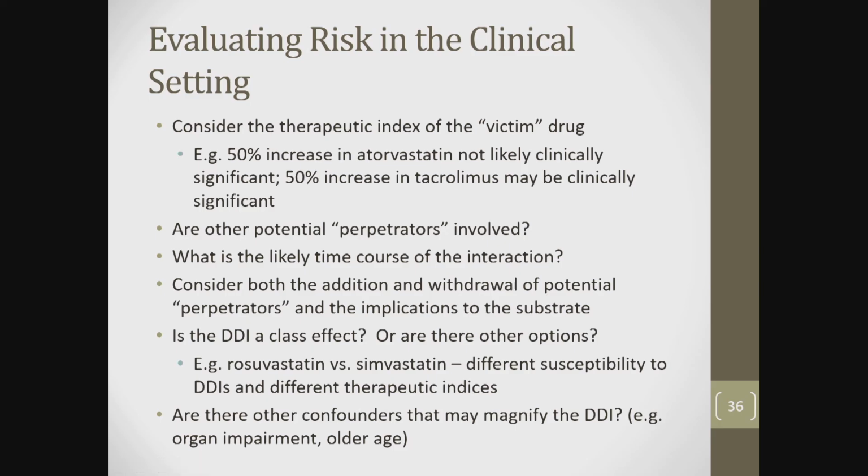Also, think about, is this DDI a class effect, or are there other options? For example, rosuvastatin and simvastatin have very different susceptibility to DDIs. They're both taken up by OATP, but simvastatin is also extensively metabolized by CYP3A, whereas rosuvastatin is not extensively metabolized. It also has a wider therapeutic index relative to simvastatin. So that might be a good alternative for somebody on a CYP3A inhibitor. And then we have to consider other confounders that may magnify it, such as organ impairment or older age.